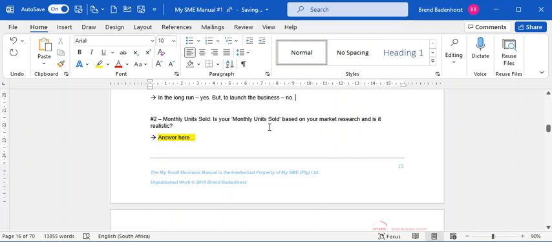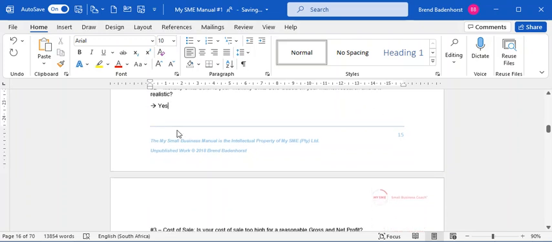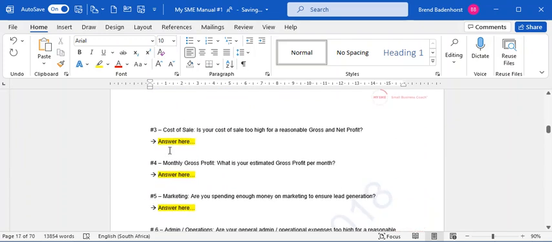Monthly unit sold. Is your monthly unit sold based on your market research, and is it realistic? Yes, I believe it is, even though it's maybe a bit too much. I think I might even have to tone my expectations down because it's really difficult. I want to warn you, it's really difficult and you have to work really hard to get customers on board.